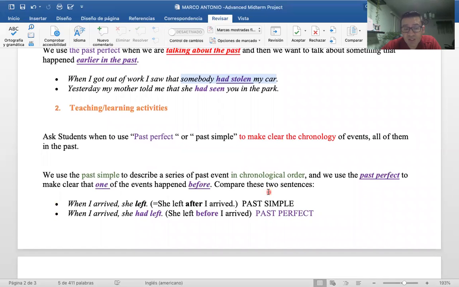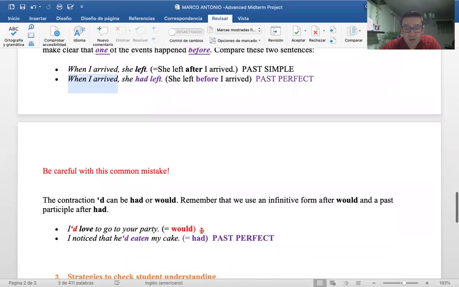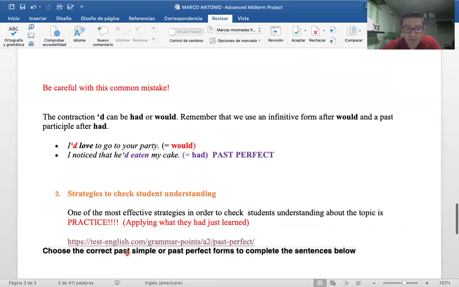When I arrived, she left. Those two sentences are in the past. But if you've noticed right here, when I arrived, she had left. She had left is in the past perfect, so she left before I arrived. Now here we have a warning. Don't get confused with the contraction 'd, because it could be referring to would from the context, you see: I'd love to go to your party. Meanwhile, this contraction refers to past perfect: I noticed that he'd been eating my cake, okay?